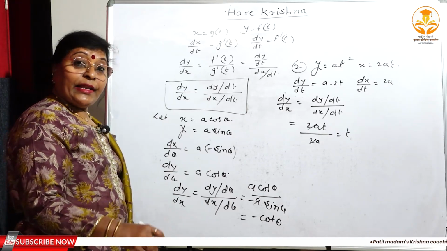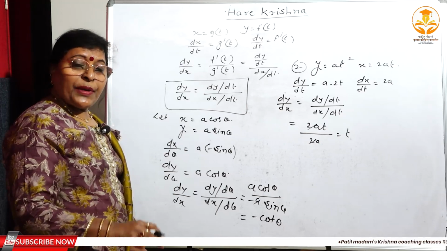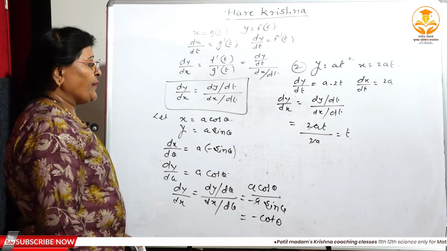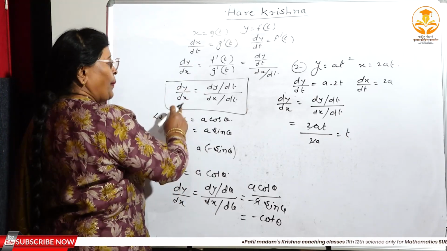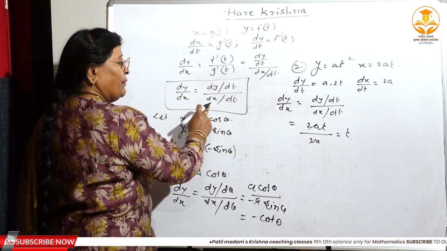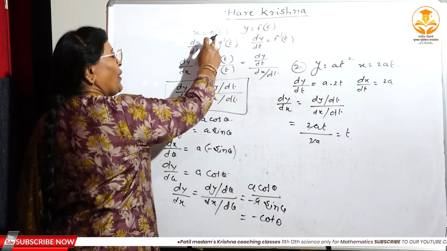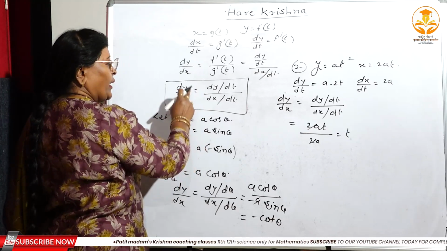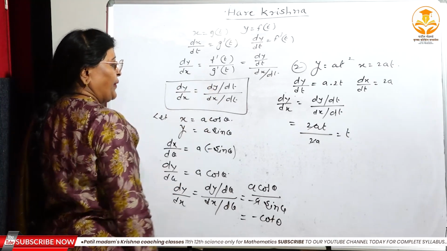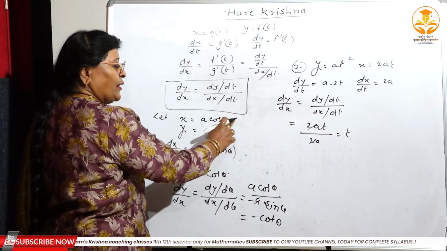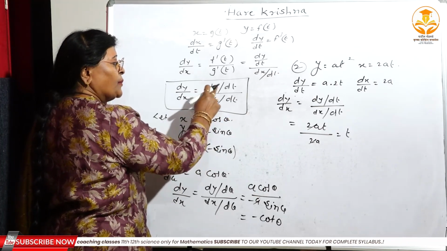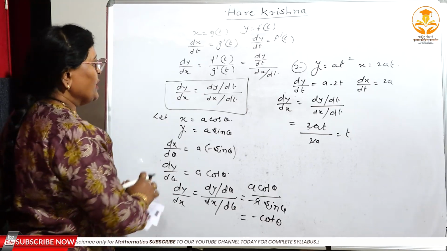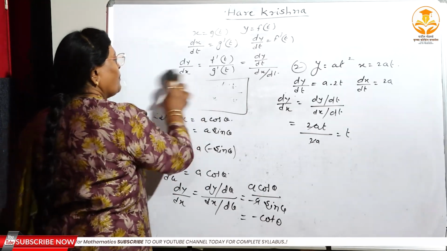When the x and y coordinates of any point are expressed in one parameter or one variable, then it is said to be a parametric function. And what is the rule here? dy by dx is equal to dy by dt divided by dx by dt. Since we have taken the function of t, your formula is dy by dx in terms of t. But when you take the function in terms of theta, then your formula becomes dy by d theta divided by dx by d theta, isn't it?